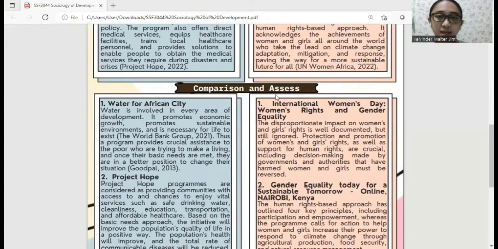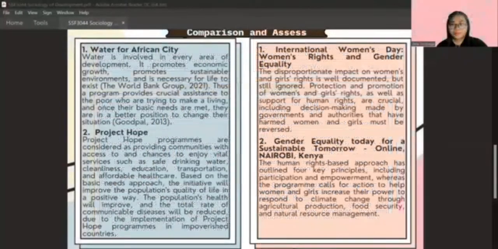Next is comparison and assess. My friend will present about comparison and assess. Hello everyone, my name is Zeta Golvega Ana Asem and my metric number is 72031. I'm going to present the comparison and assess for the programs that we chose.